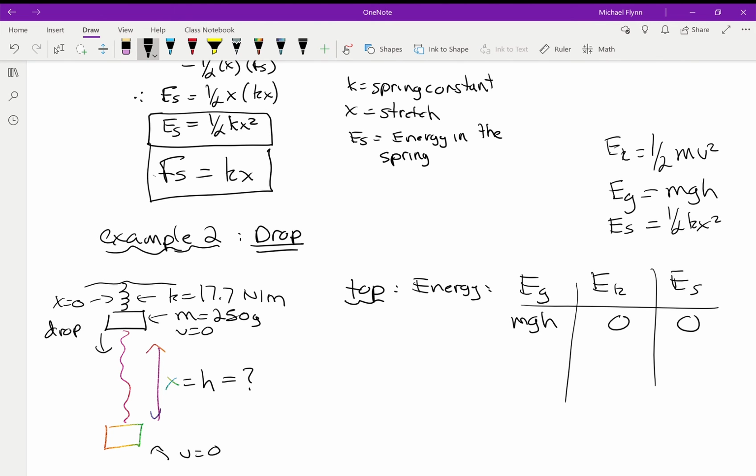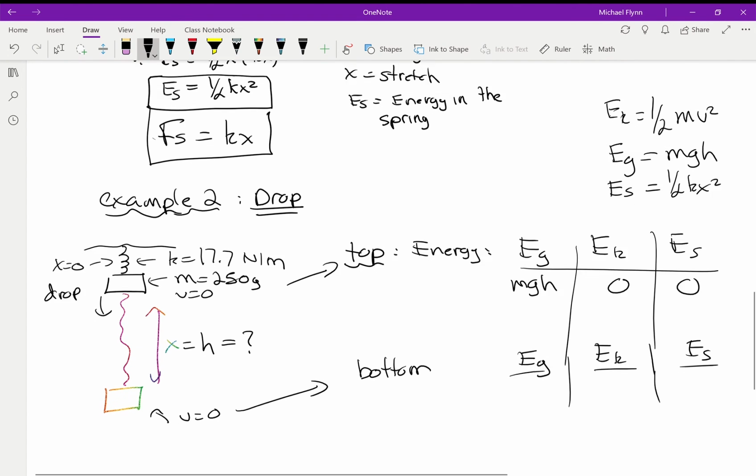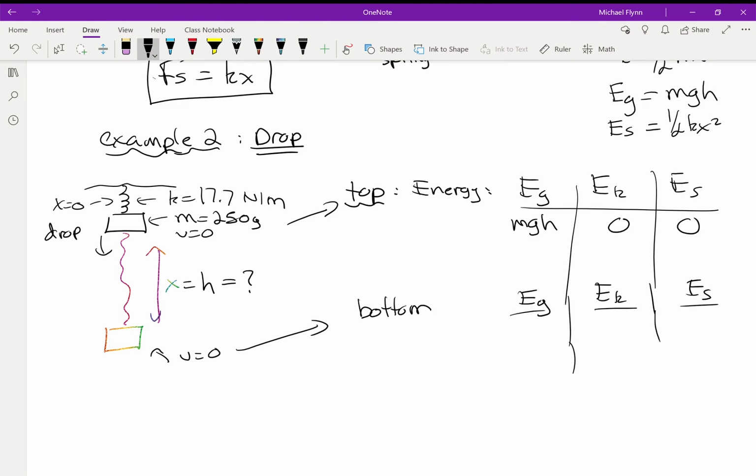Okay. Now, at the bottom, down here, so at the top is up here, right? At the bottom, what do we have? Well, do we have any EG? Well, we'll find out. EK and ES. So here, at the bottom, we can't go any lower. So this one's 0. This one's 0 too, because we have no speed at the bottom for an instant. But here, we have spring energy.